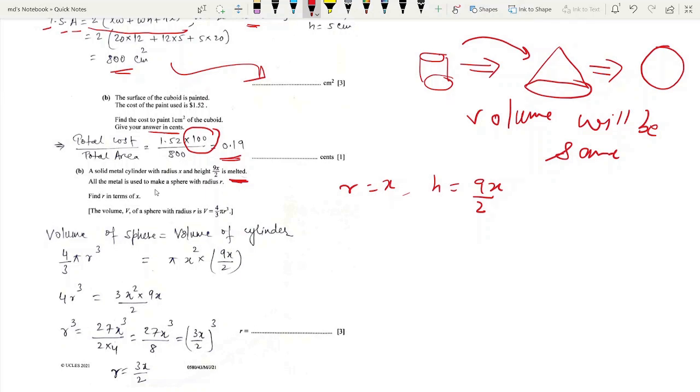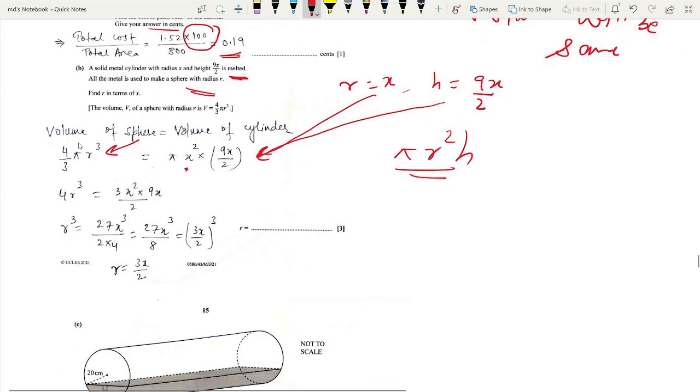Okay, a solid metal cylinder with radius x and height 9x over 2 is melted. All the metal is used to make a sphere with radius r. Find r in terms of x. Volume of sphere equals volume of cylinder. Volume of sphere is 4 over 3 pi r cube, you have to remember this. And volume of cylinder is pi r square h. So this is pi, the radius was x, and h is 9x over 2. You can check here, I have written. So put all this information.